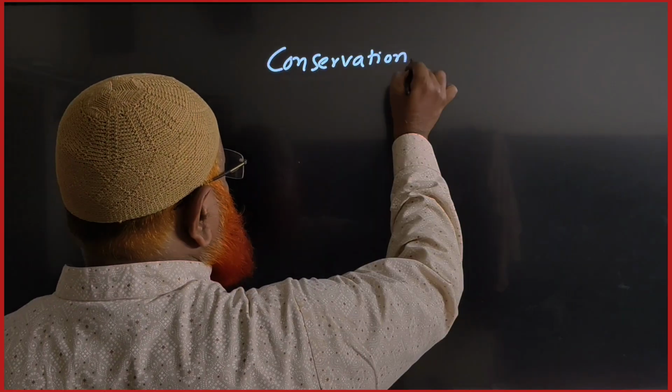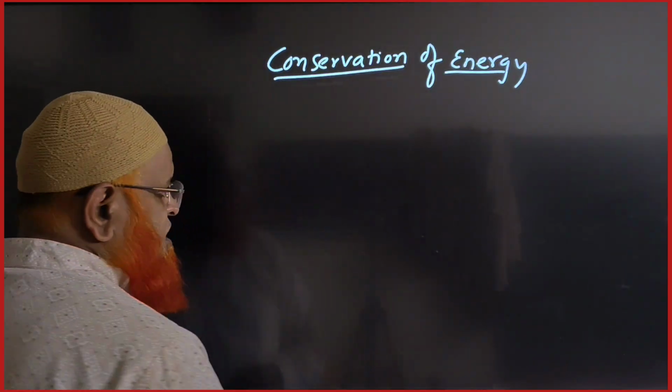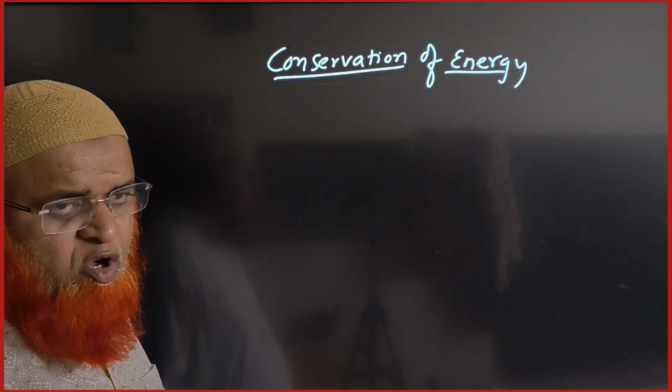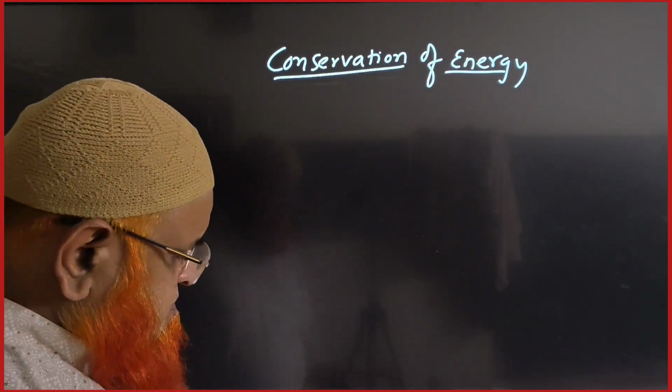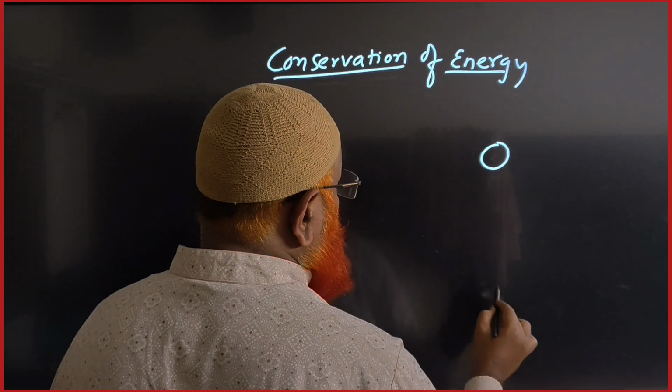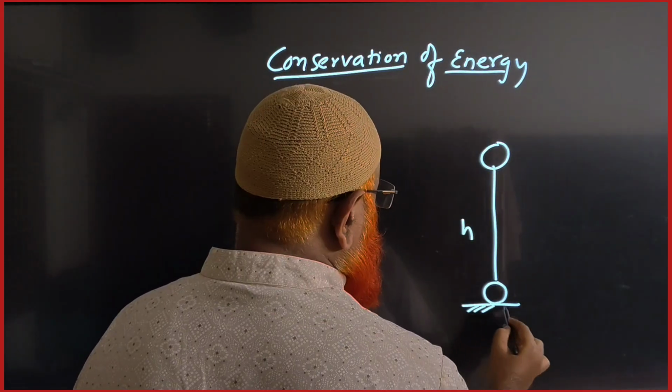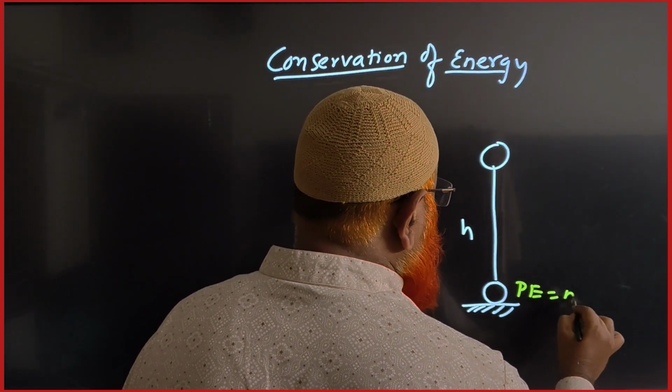We shall discuss conservation of energy. Okay. So what is the meaning of conservation of energy? Energy can neither be created nor be destroyed. That is called conservation of energy. So let us take a ball here and a ball here. This is height h. This is on the ground. So here potential energy is nothing but mgh.